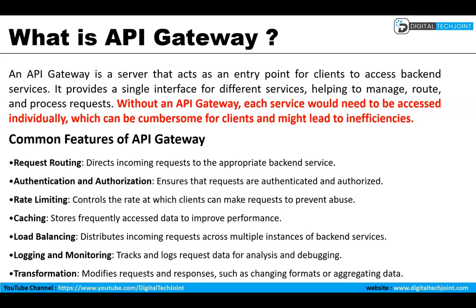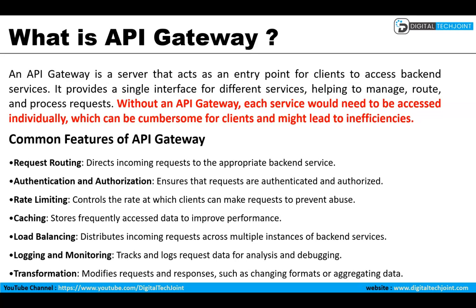So a common feature of API Gateway includes request routing, so you can directly route the incoming request to the appropriate backend services. It also manages your authentication and authorization. That means you don't have to individually code your authentication and authorization on each API endpoint. Rate limiting, which is a very fantastic feature, means you don't allow any end users to keep requesting your API, ultimately leading to something called a DoS error, denial of service, which is one of the vulnerabilities.